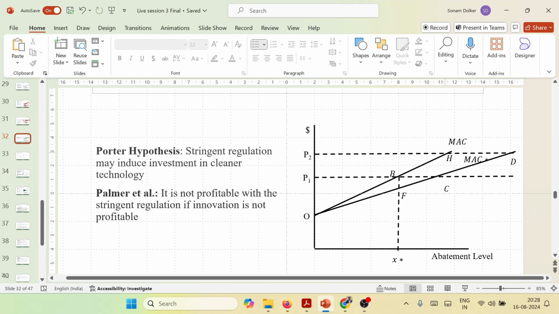No, that is not the final conclusion. Palmer is saying that even if a firm is not innovative, even after regulation, you will not be productive. Even after regulation, a firm will incur higher cost. So they will not profit even after the stringent regulation when the cost of technology itself is high. That is what he is trying to say. Am I clear? Okay, madam, got it. Thank you.